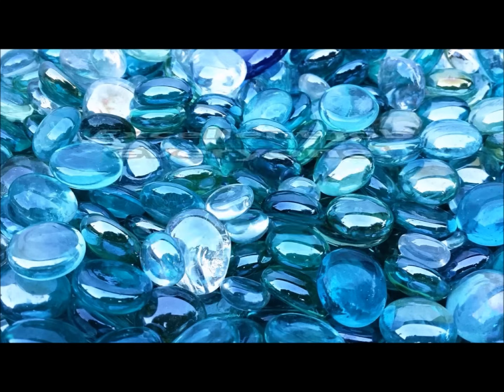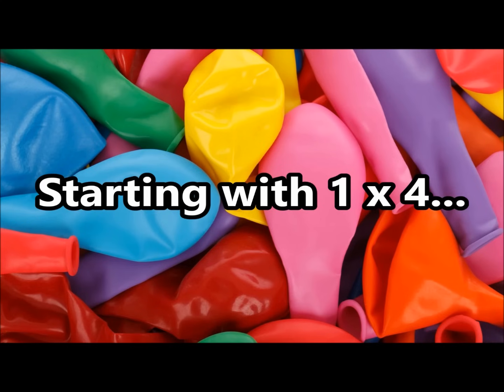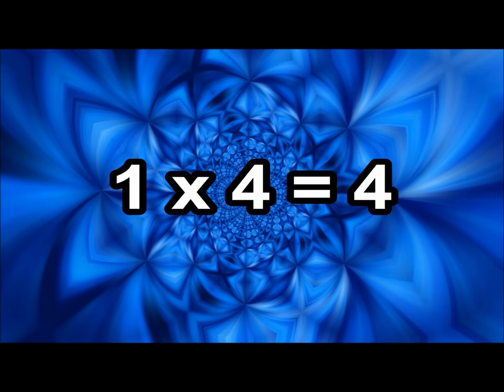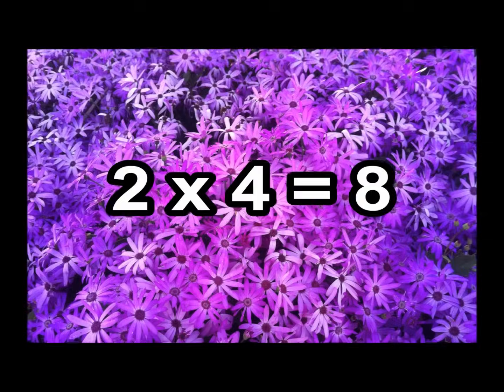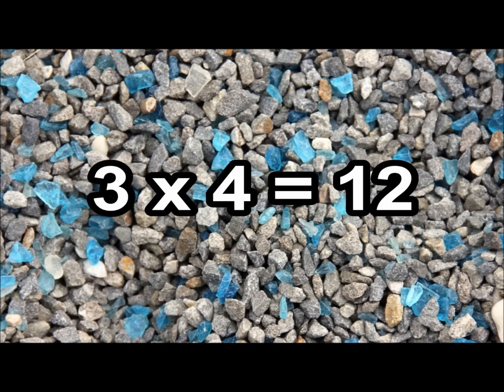Excellent job, everyone. Now we're going to turn the numbers around and try it again, starting with 1 times 4 and going up. Ready? Here we go. 1 times 4 is 4. 2 times 4 is 8. 3 times 4 is 12.